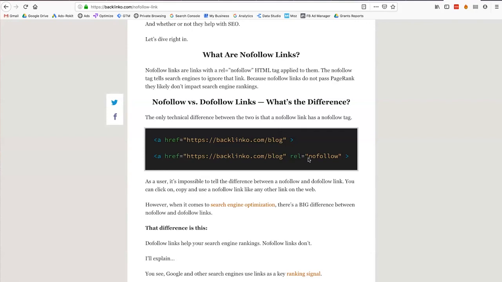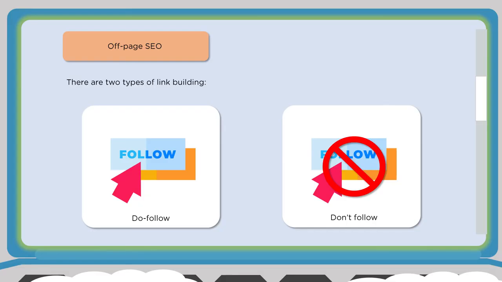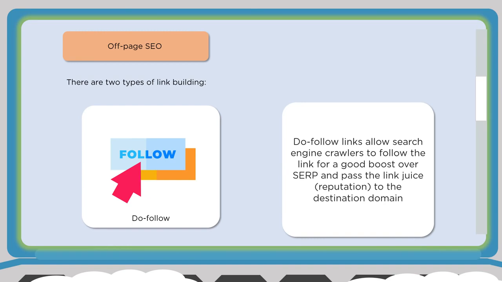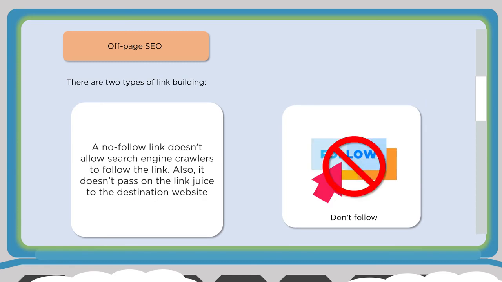So you always want to shoot for a do follow link, because that means you're going to get credit for the backlink. So again, do follow links allow search engine crawlers to follow the link, and if they can follow it, you're going to get what they call link juice, and that's going to establish some reputation to your domain. A no follow link basically doesn't allow the search engines to follow that link. So it doesn't pass on the link juice.